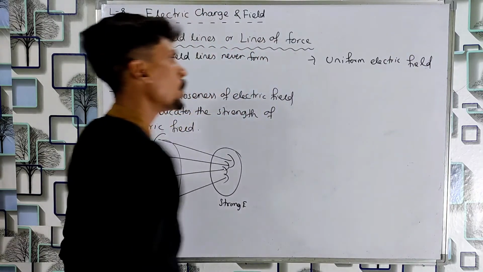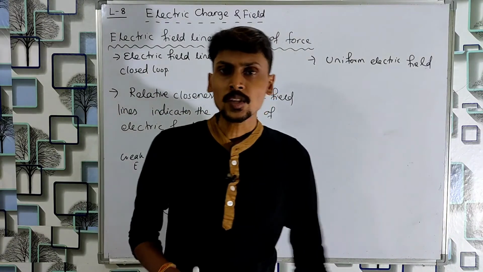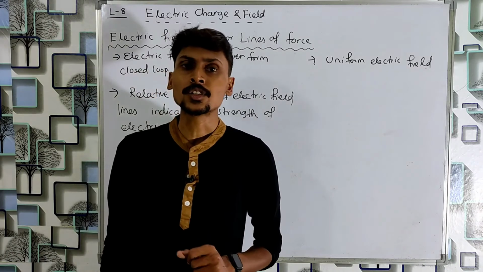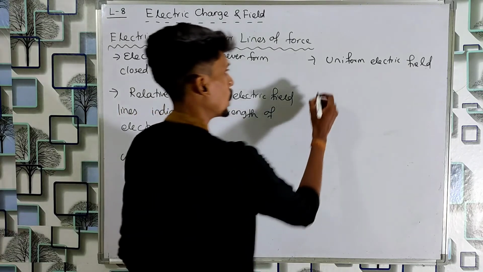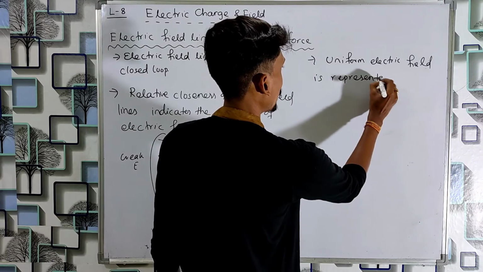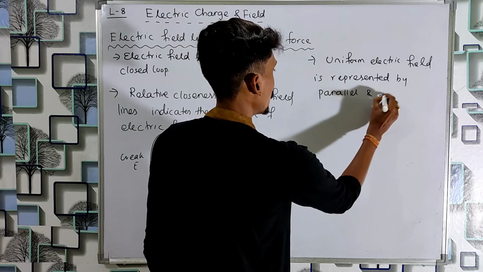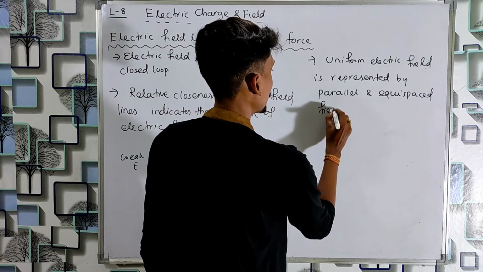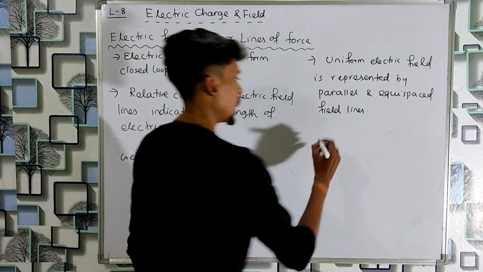How to represent a uniform electric field using field lines? Uniform electric field means at every point the magnitude and direction of electric field intensity are the same. A uniform electric field is represented by parallel and equispaced field lines, like this.